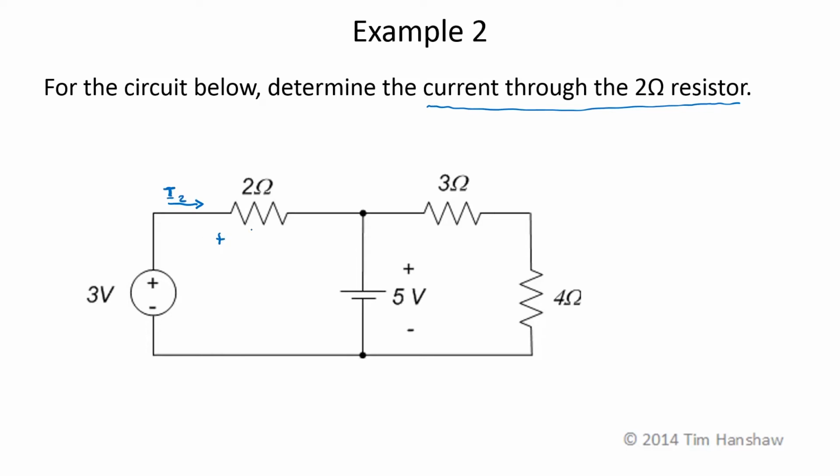That means that according to Ohm's law, if I'm going to use Ohm's law, the voltage here, V2, has to have this polarity. Now if I can find V2, I can determine I2 from Ohm's law. Let's do KVL around this loop.